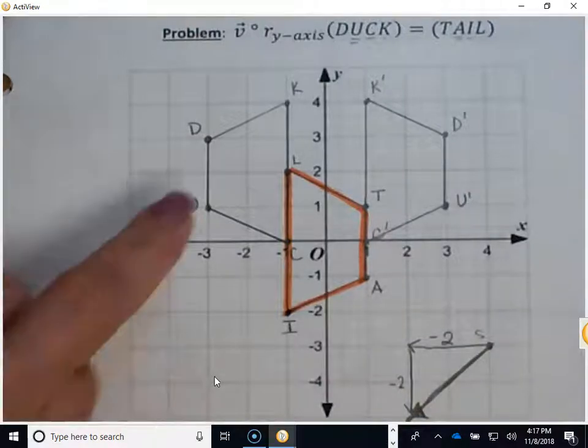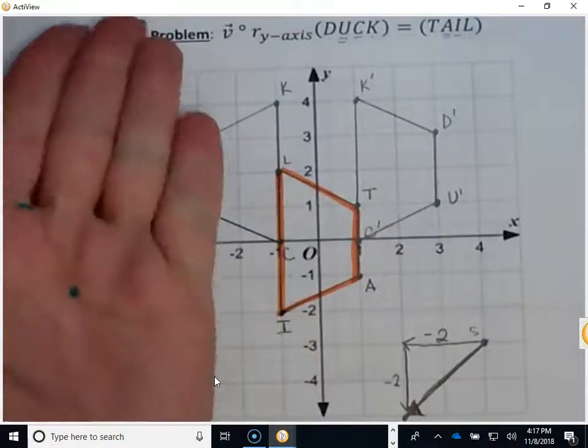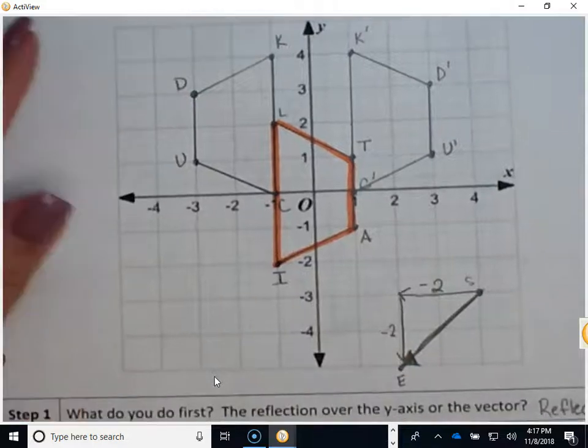There you go. So we went from DUCK to TAIL by reflecting across the y-axis and then translating, or sliding, there. Very nice. Let's go ahead and write our coordinates in for each one of these.